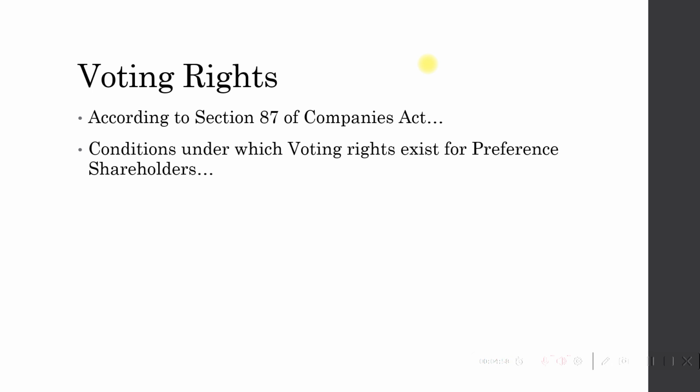Also, in the case of cumulative preference shares, if the dividend remains unpaid for a period of more than 2 years and not less than 3 years, preference shareholders can exercise voting rights on every resolution placed before the company. So that is as far as voting rights go. Next is redemption of preference shares.